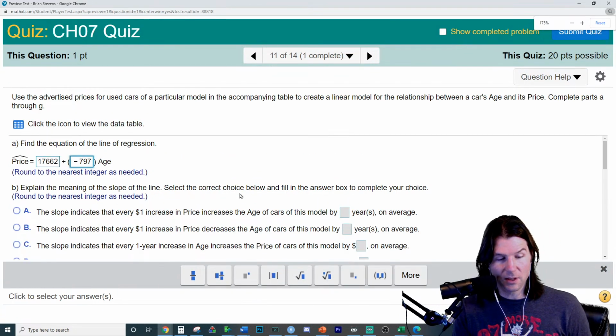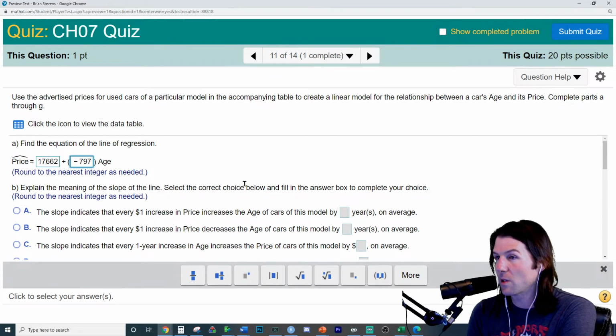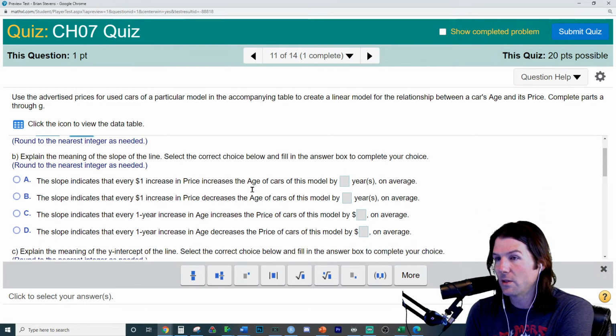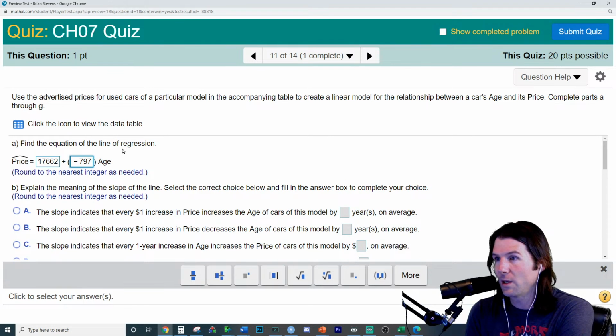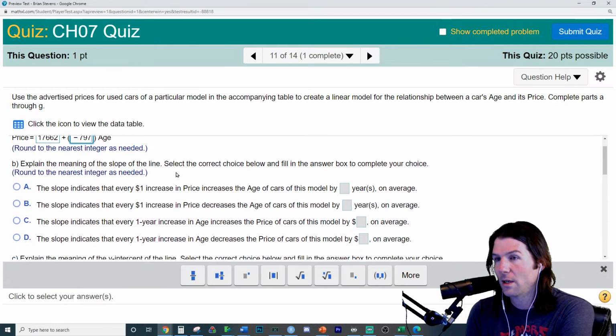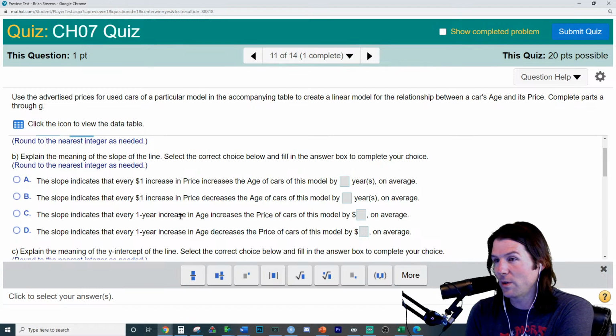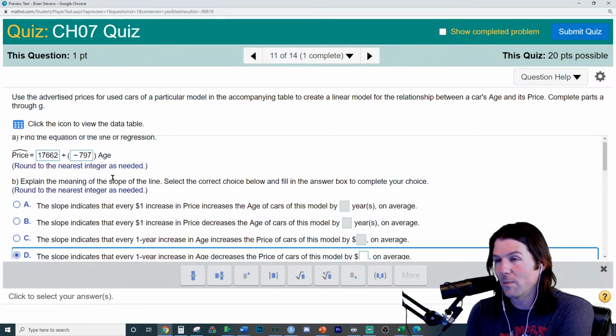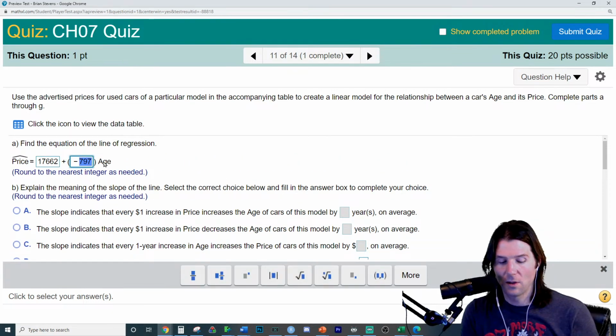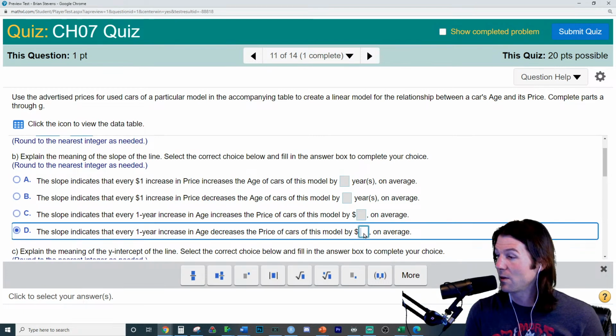Explain the meaning of the slope of the line. Select the correct choice below. So it's going to be for each 1 year increase in the age of a car, the price of the car, the model is going to decrease, don't make the mistake I did, by this amount on average. So we could say it increases by a negative.